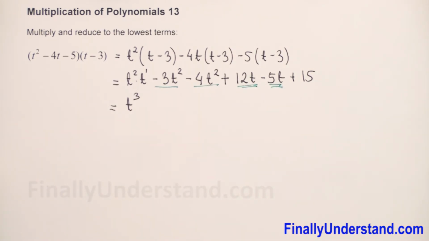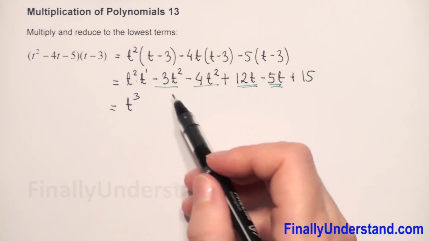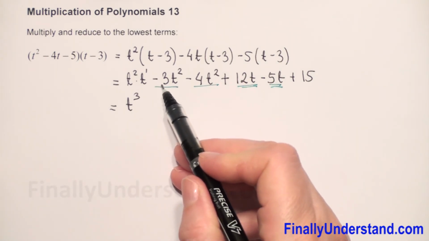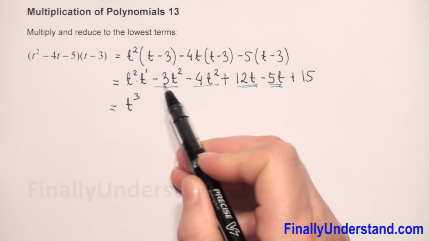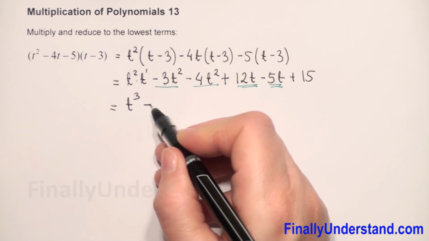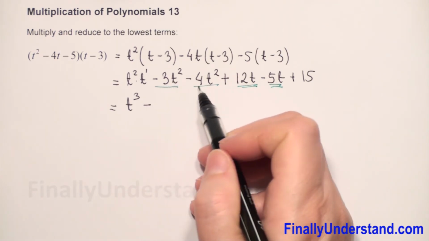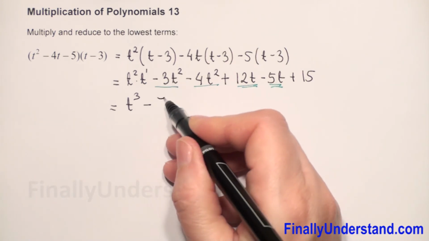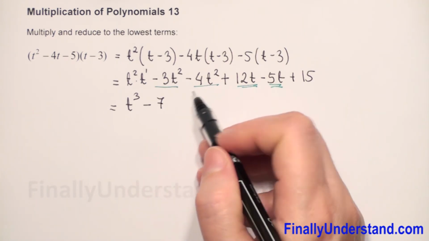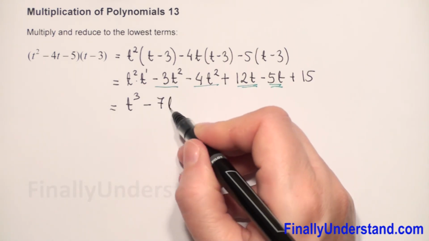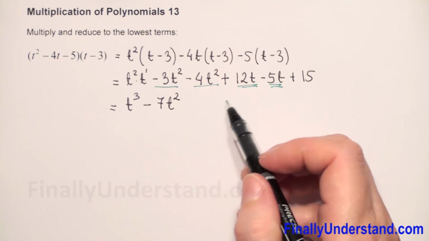So first we have t squared. Negative 3 and negative 4. So we keep the negative sign and we just add 3 plus 4. 3 plus 4 is 7. And next we have to rewrite the variable t squared.